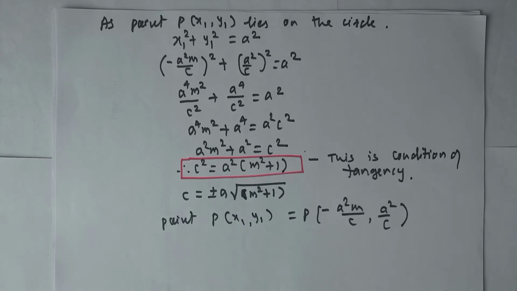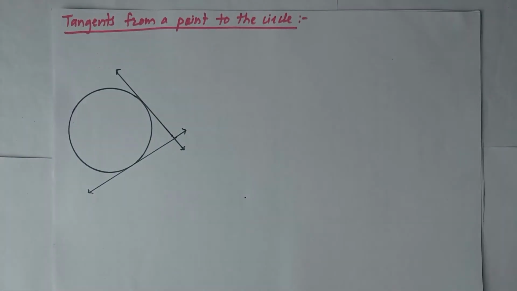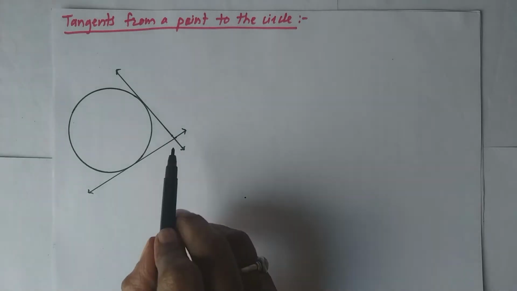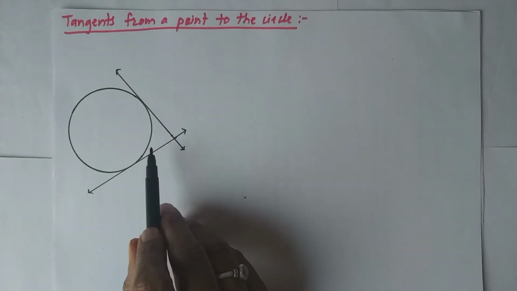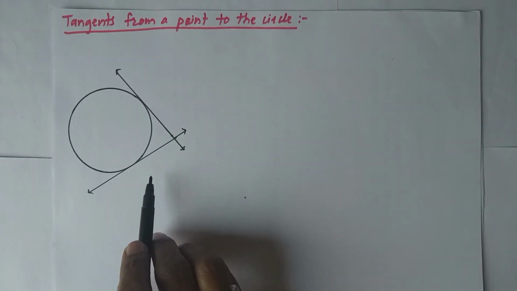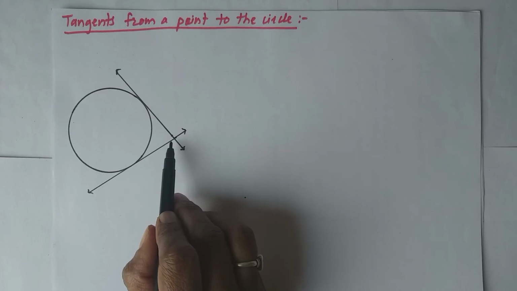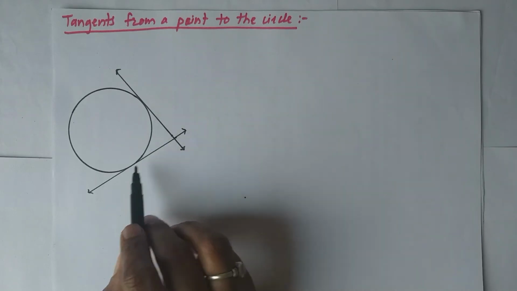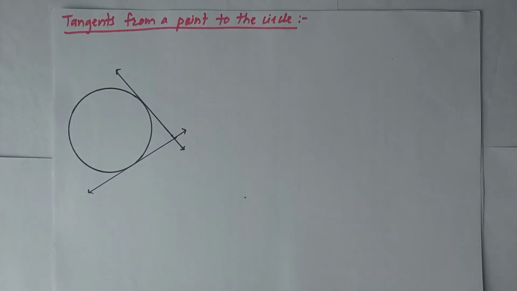Then we will see the next concept, that is tangents from a point to the circle. We have already studied in our 10th standard that from any point outside the circle, we can draw two tangents to the circle in the same plane. Okay, we will prove this.